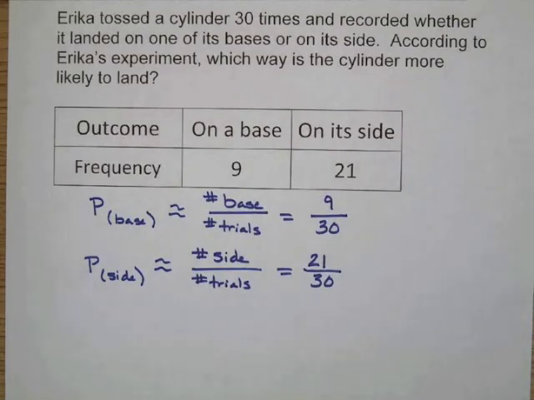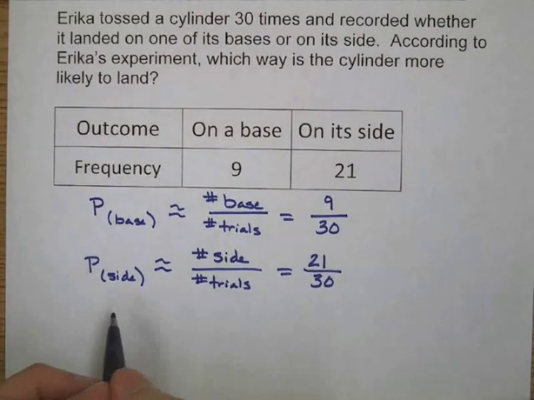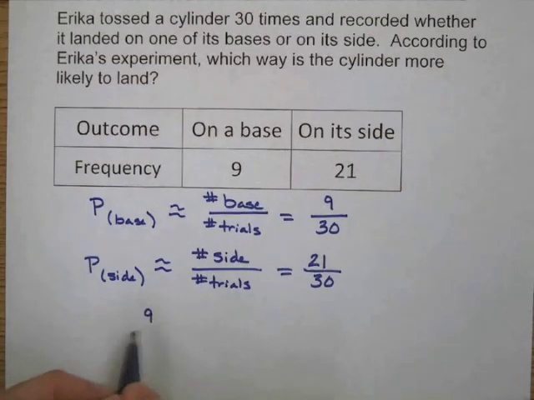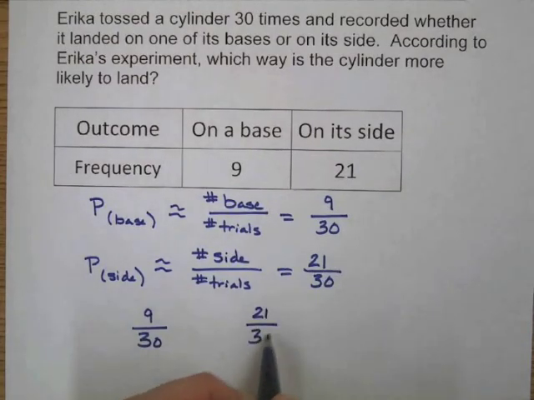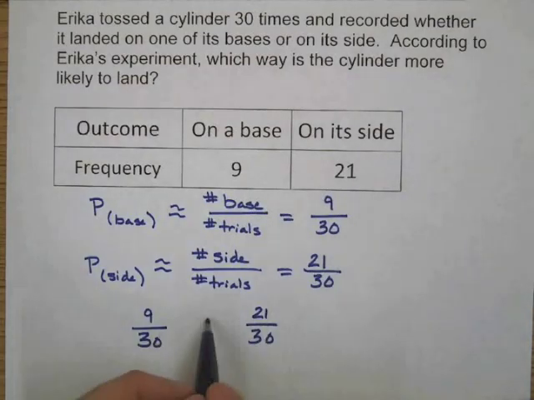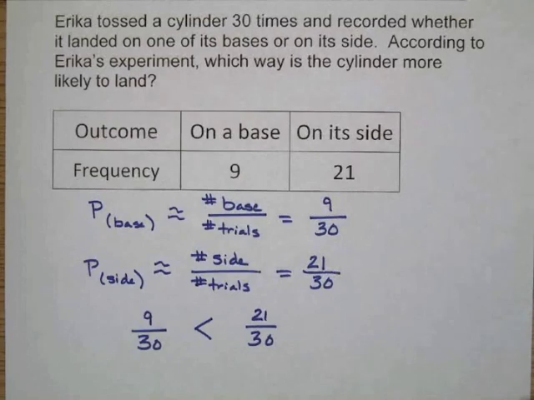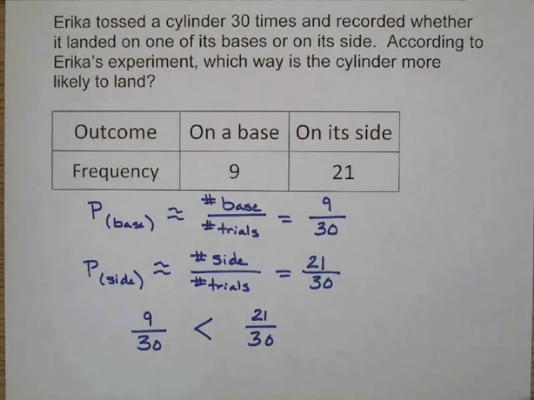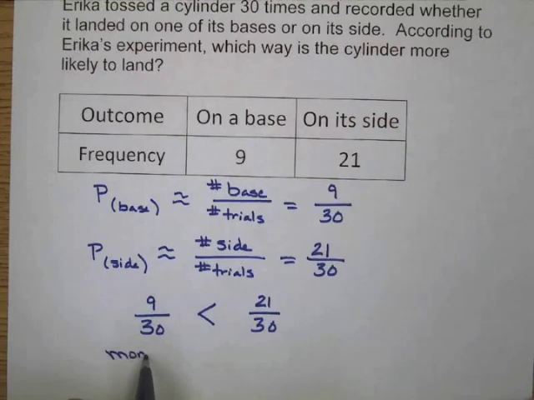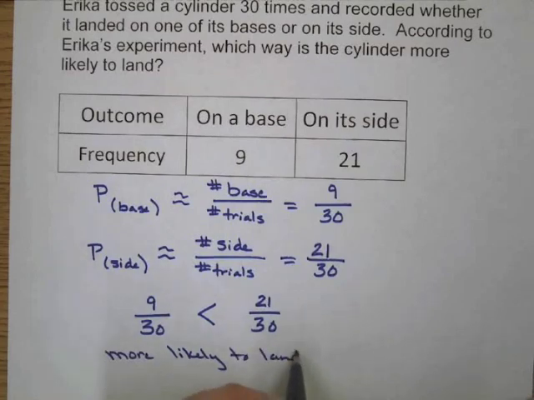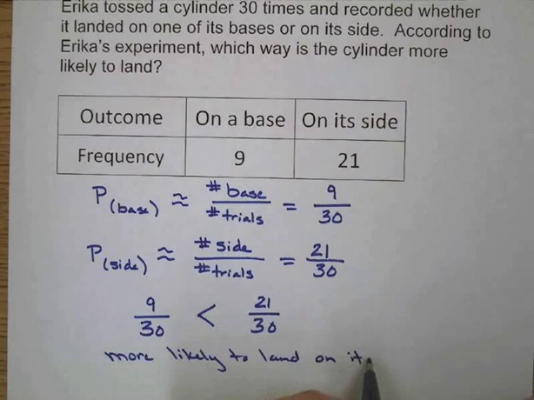So now we can use these two numbers to help determine which is more likely to land on its base or its side. So we can compare 9 out of 30 times for it landing on the base versus 21 out of 30 times for it landing on its side. Well, 21 out of 30 times is greater than 9 out of 30. So it's more likely to land on its side than it is on its base. So more likely to land on its side.